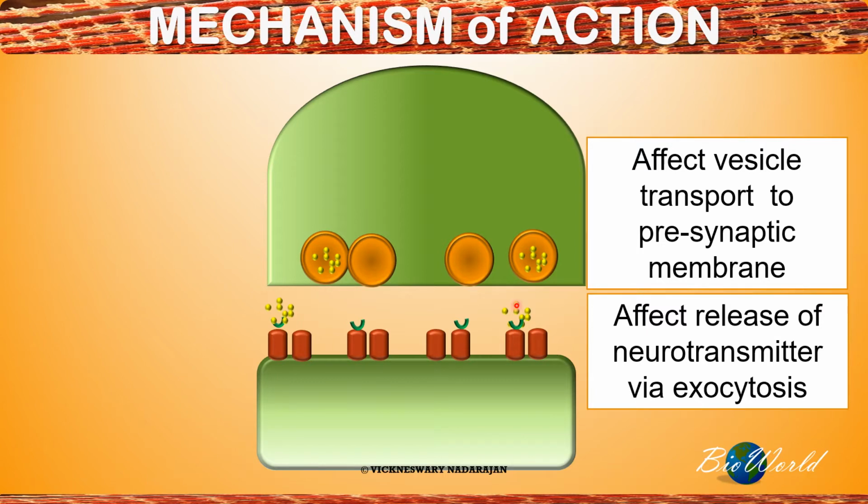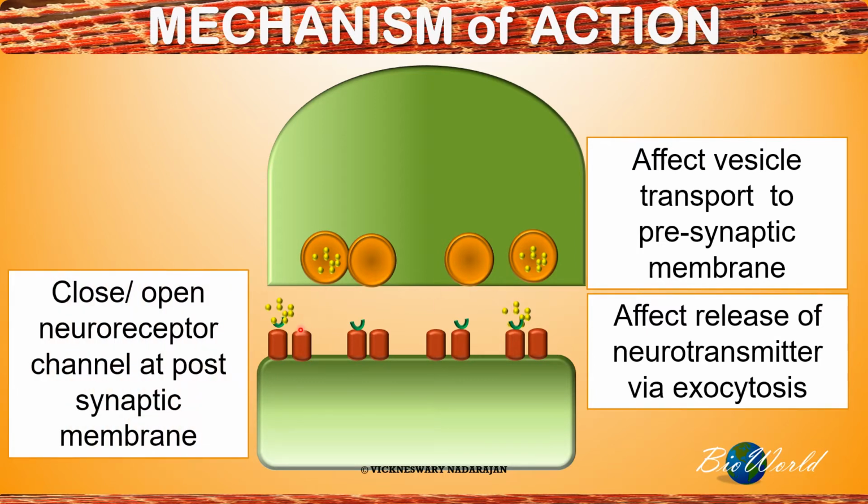The third way is by affecting the sodium ion voltage gated channels located on the postsynaptic membrane. So, a depressant will close the sodium voltage gated channels and prevent influx of sodium, whereas a stimulant will open the sodium ion voltage gated channels so that an influx of sodium occurs and an action potential can be generated.